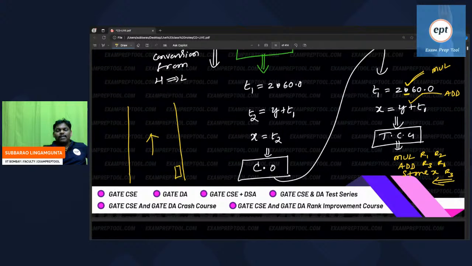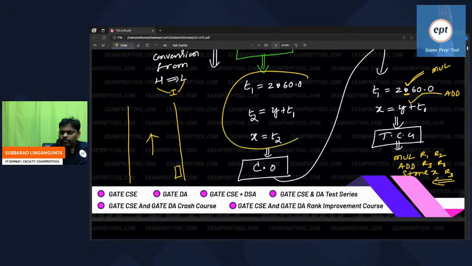You are on the right side and you want to go to the left side. Will you go directly or via the intermediate? Go to the middle first. In a similar way: high level to intermediate, intermediate to low level. This is the low level.